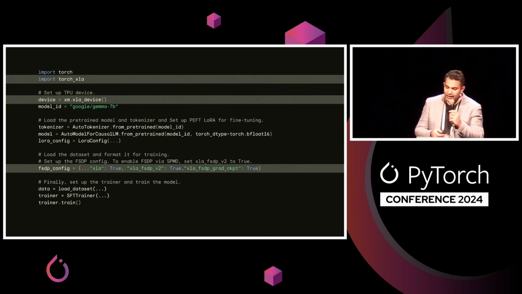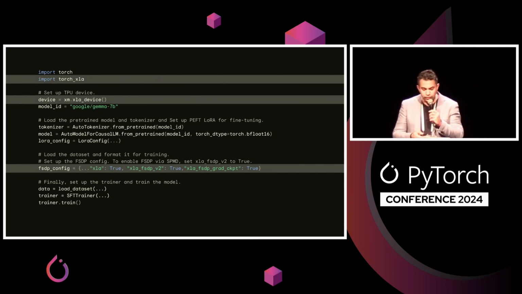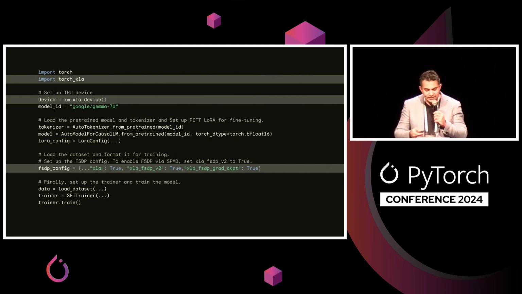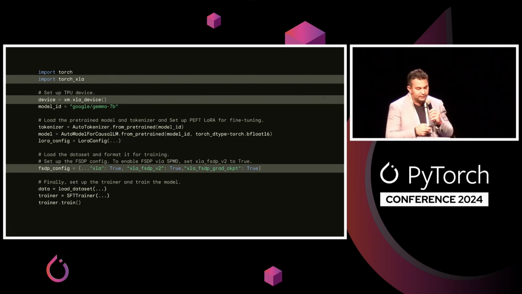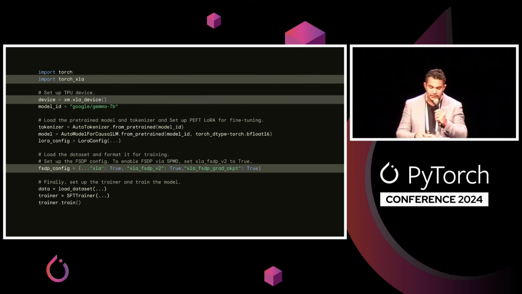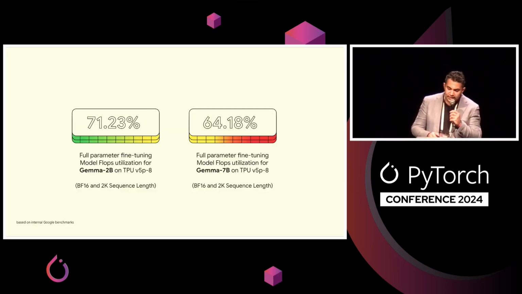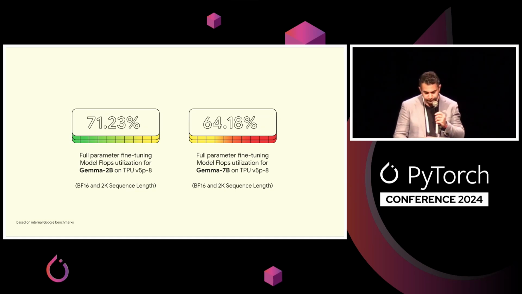And finally, you need to add the XLA FSDP config, which basically tells PyTorch XLA how to run FSDP v2 with gradient checkpointing using the XLA backend. And the rest stays the same. You define the tokenizer, LoRa config, load the dataset, and run your supervised fine-tuning on your Gemma model. And this code runs on cloud TPUs. On a TPU v5p8, you can achieve 71% MFU for the 2 billion parameter model and 64% MFU for the 7 billion parameter model.